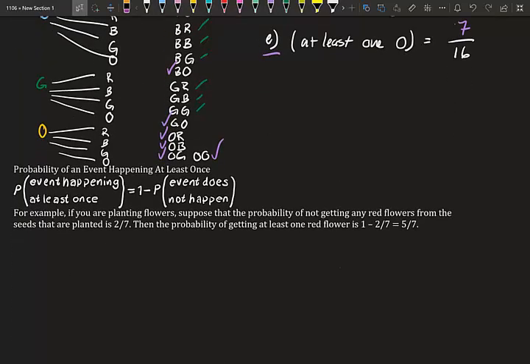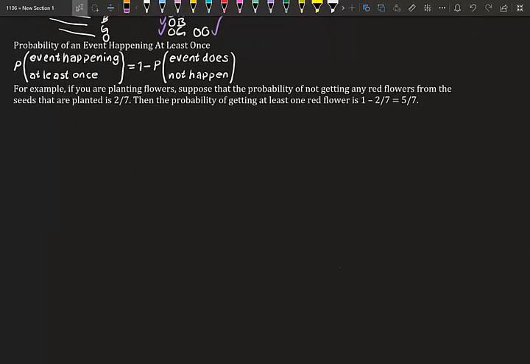Probability of an event happening at least once. The probability of an event happening at least once is 1 minus the probability the event does not happen. For example, if you are planting flowers, suppose that the probability of not getting any red flowers from the seeds planted is 2 over 7. Then the probability of at least one red is 1 minus 2 over 7, which is 5 over 7.